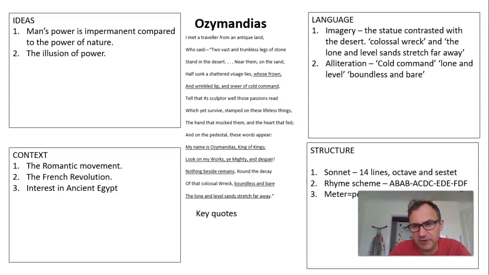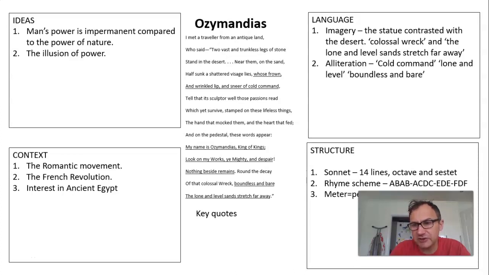So this links to the poem in two ways. Just like the statue of Ozymandias, it's an illusion. Just like the rhyme scheme in the sonnet is an illusion. You don't have to follow it, and the statue had an illusion of power.